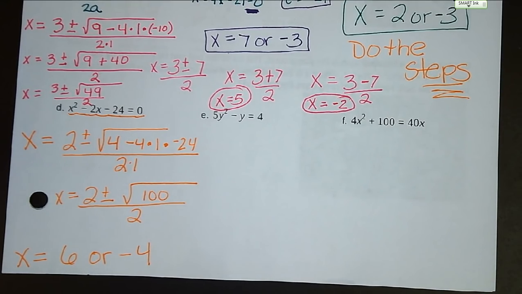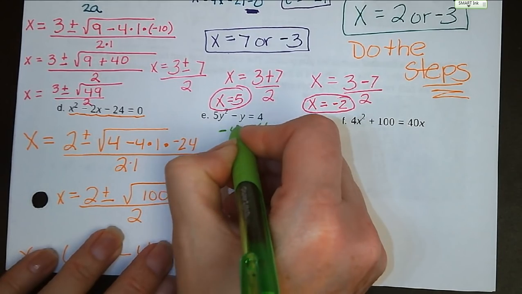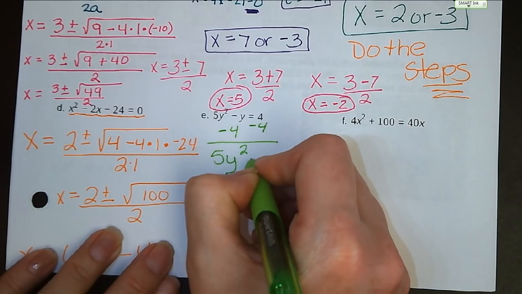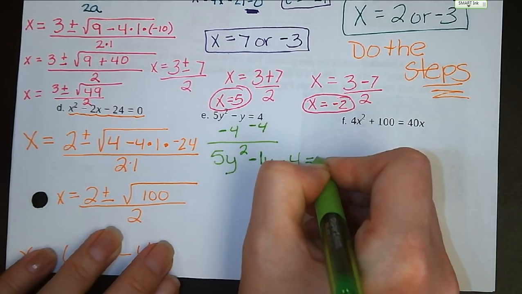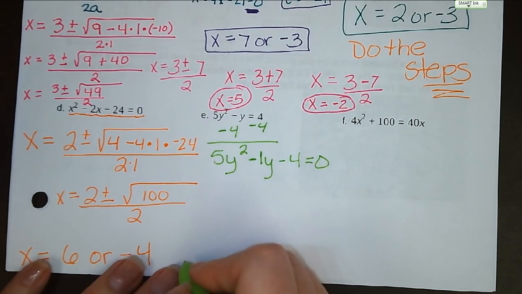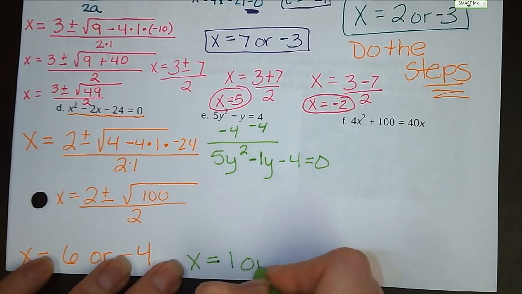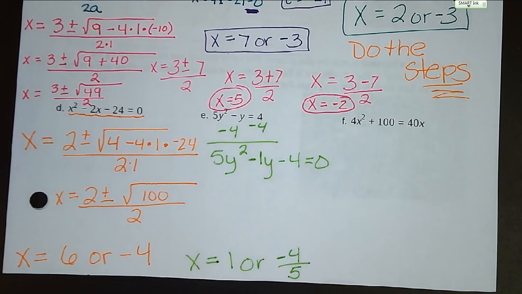If you want to see all of the steps worked out, ask us in class, and we will walk through every single step on these. Okay. So letter E we need to convert into standard form to begin with. So we need to subtract 4 from both sides of our equation. And we get 5y squared minus 1y equals negative 4. And we are just going to shortcut down to our solutions. X is equal to positive 1 or negative 4/5.